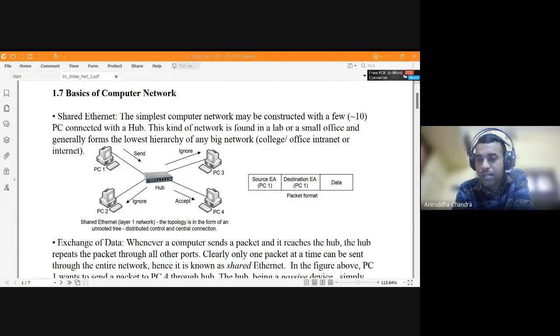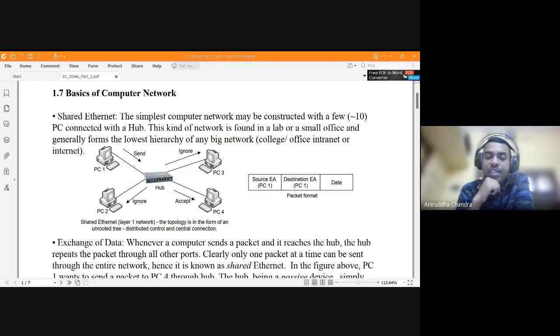So collision is issue number one. The second issue is that whenever you have more nodes, the data rate that you get per user goes down. That is because it's a shared Ethernet, and at a time only one user pair can communicate via the hub. So if there are multiple user pairs, they have to wait for their turn, which ultimately reduces the overall capacity or overall data rate of the network. So that's issue number two.